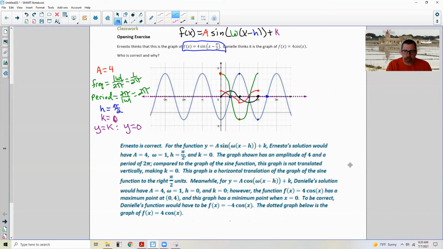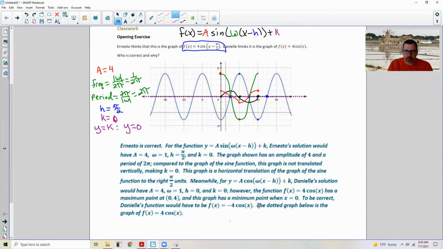Meanwhile, for y equals a cosine omega x minus h plus k, Danielle's solution would have a equals 4, omega 1, h 0, and k 0. However, the function f of x equals 4 cos x has a maximum point at 0, 4, which I graphed with this red dot right here. And this graph has a minimum point when x equals 0. So it's saying this has a minimum at x equals 0 instead of a maximum. To be correct, Danielle's function would have to be f of x equals -4 cosine of x.